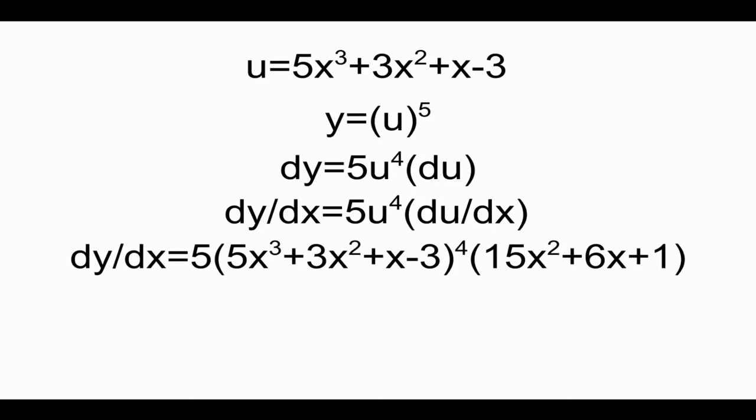And du over dx is just the derivative of u, which equals 5x cubed plus 3x squared plus x minus 3. It's the derivative of that guy. So we multiply the 5 times (5x cubed plus 3x squared plus x minus 3) to the fourth times the derivative of u, which is 15x squared plus 6x plus 1. So you multiply those two, and there you go. That's your final answer. Easy as that.